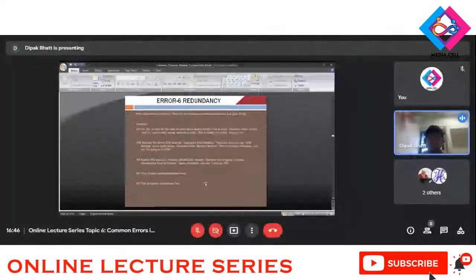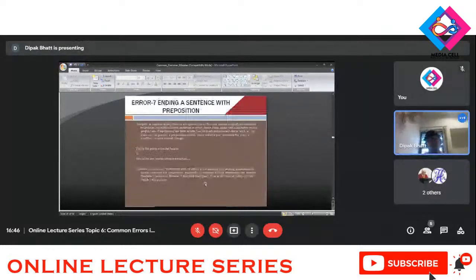For example, PIN. Personal identification number. So don't say PIN number. You say, this is my PIN. That's it. But we have not heard this, and that is why we are hesitant to speak like that. Personal identification number means PIN. Don't say PIN number, okay? So that is redundancy. Now the seventh type of error is called ending the sentence with a preposition.